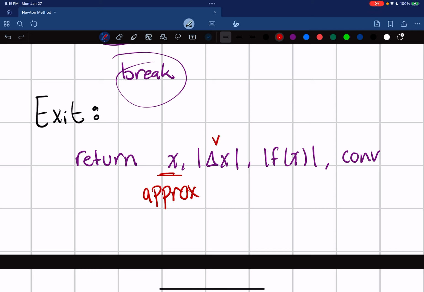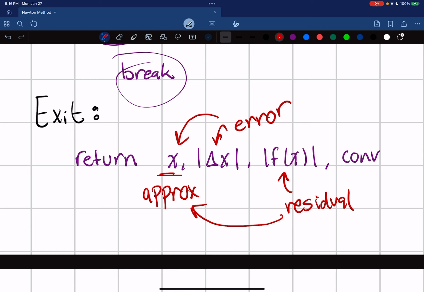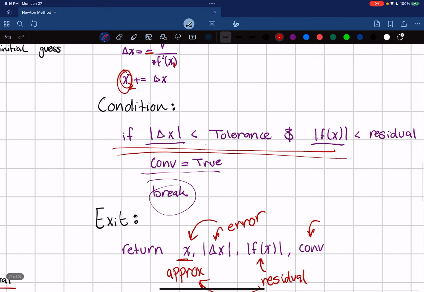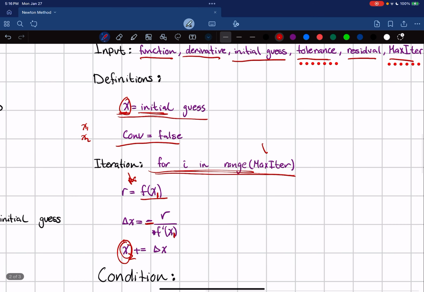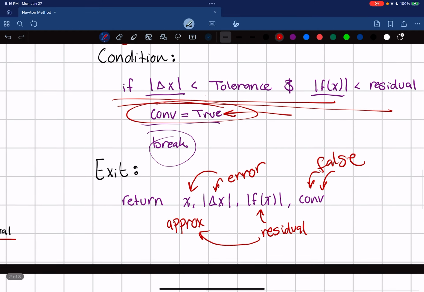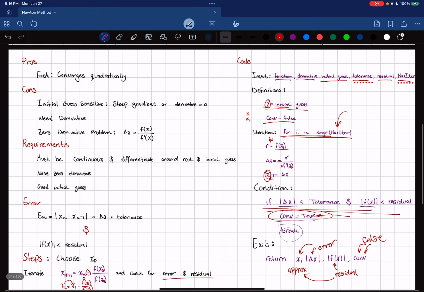This is your approximation. This is your error. This is your residual at your approximation. This is your error at your approximation. And this is whether you converged or not. Because if this condition runs, you will converge. But if this condition never runs and instead you hit the max iterations, you will still return whatever you got, except this will be false because it never turned to true, right? And that's about it. That is Newton's method.